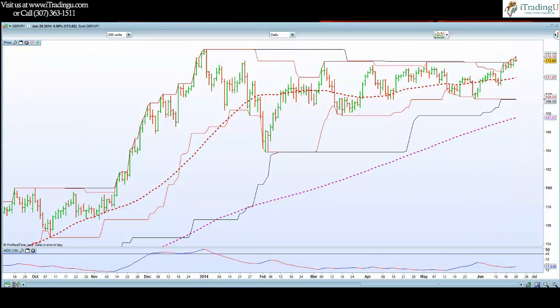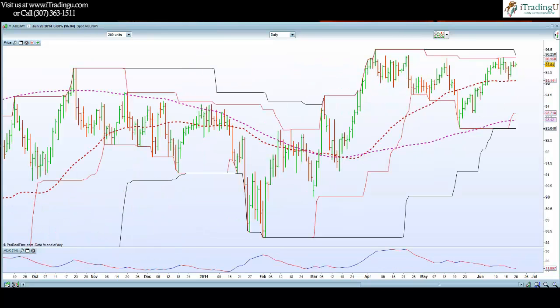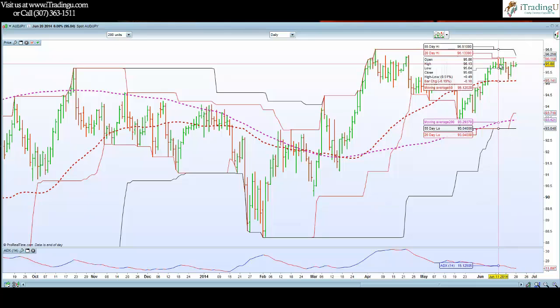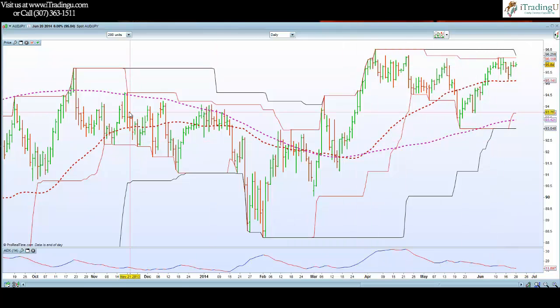So we've got long sterling yen during the week. And remember I said whichever one you get long first, you cancel the other order. So Aussie yen never got that high and broke through its 55-day high. So I'm not in that market. I've canceled that order. And that's it. I'm not looking at it at the moment.